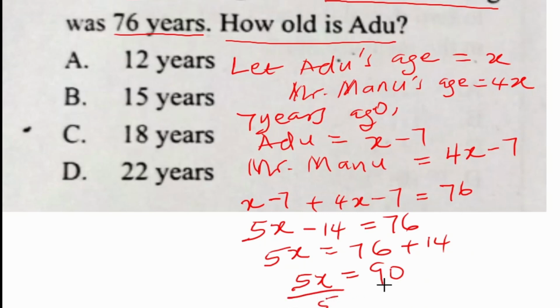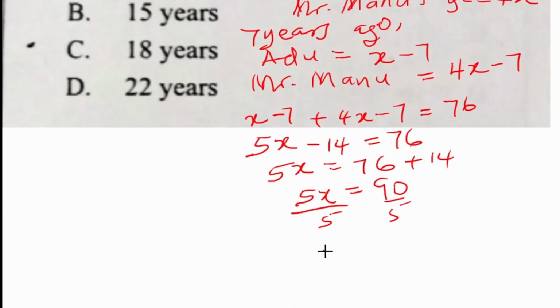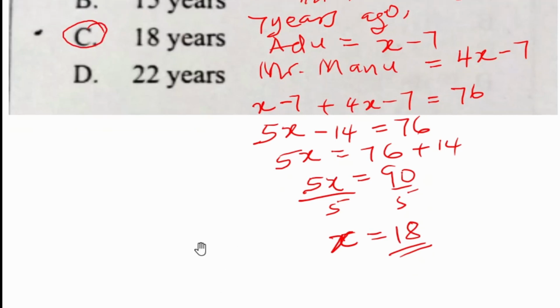Dividing both sides by 5, we have x equals 18. And that means Edu is 18 years. Now let's work out question 12.